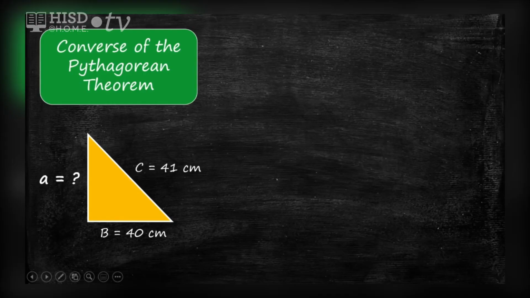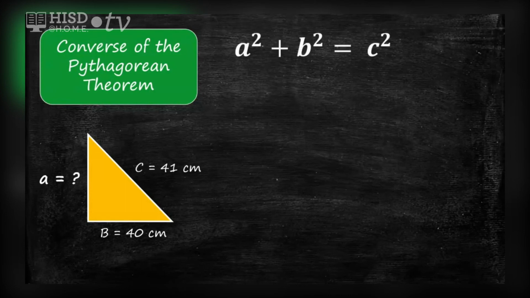Now we're going to explore the converse of the Pythagorean theorem. And that just means, what happens if, instead of looking for the hypotenuse, I'm looking for one of the legs? So we're going to start by looking at the formula. And we know that it's going to be A squared plus B squared equals C squared.